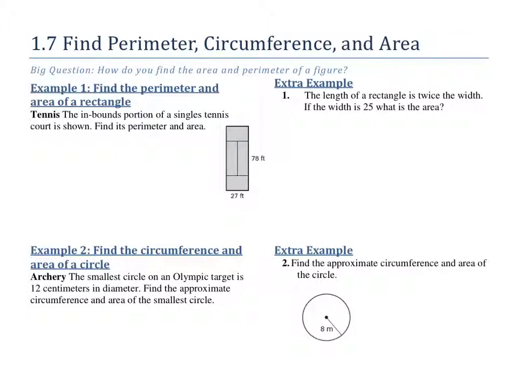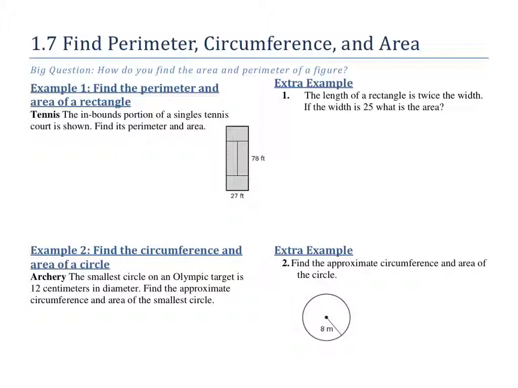Hi class, this is lesson 1-7, find perimeter, circumference, and area. Our big question here is how do you find the area and perimeter of a figure? So this is a little longer lesson. We're actually going to split it up into 2 days. This first video here will only have the first page of notes on it because we'll just be doing the first page.